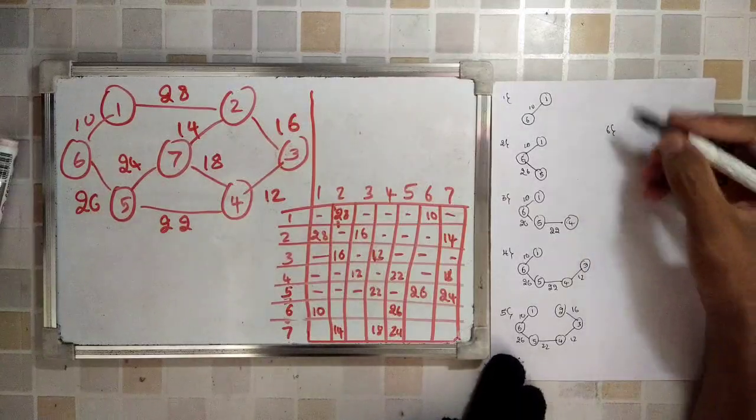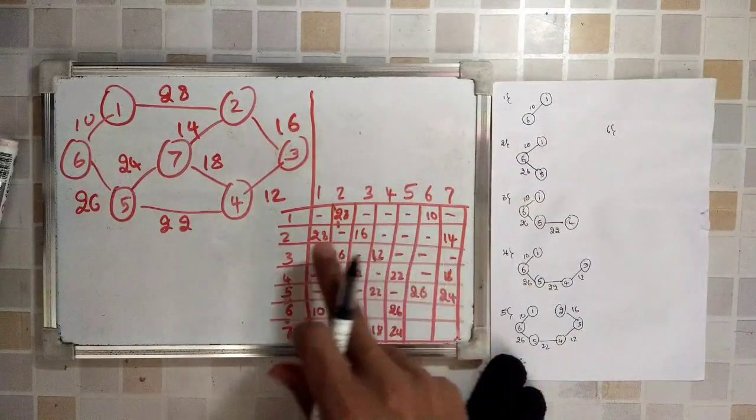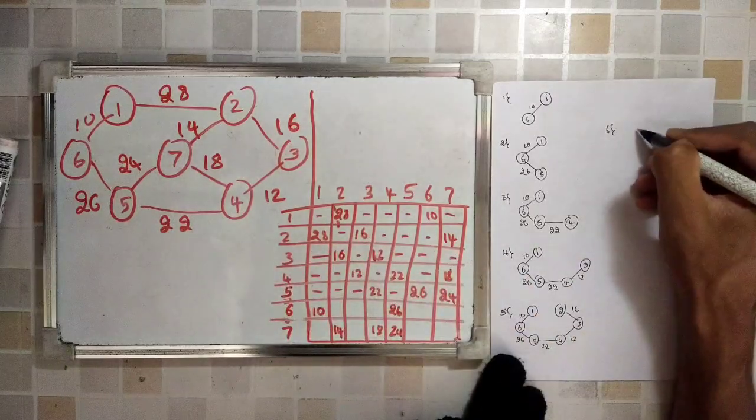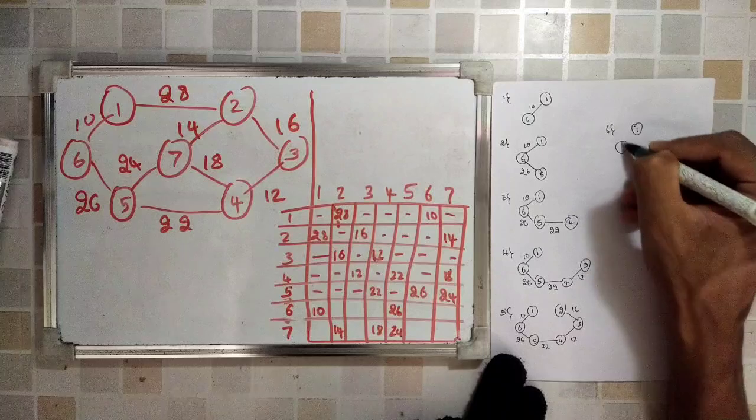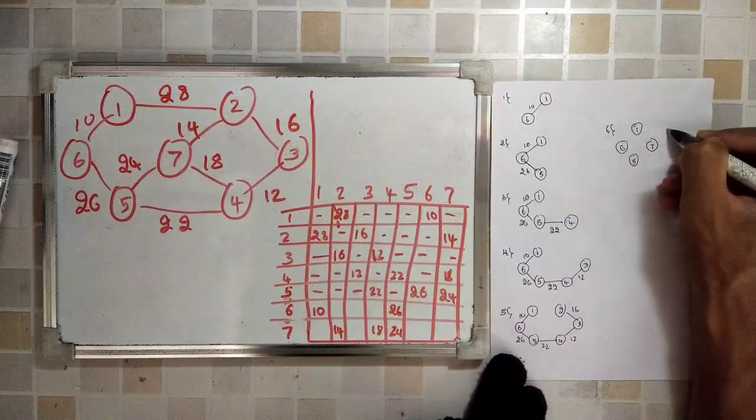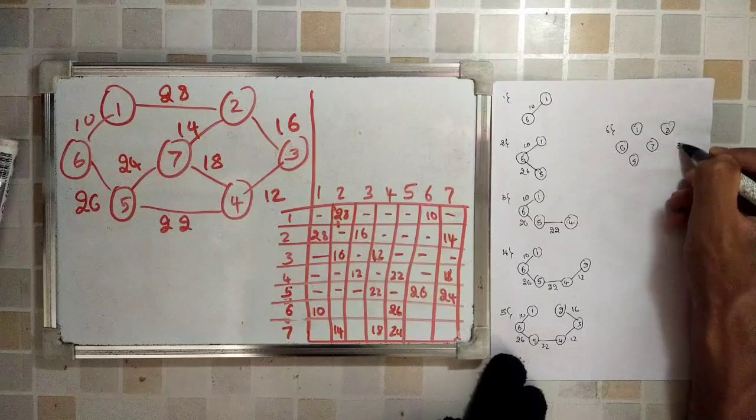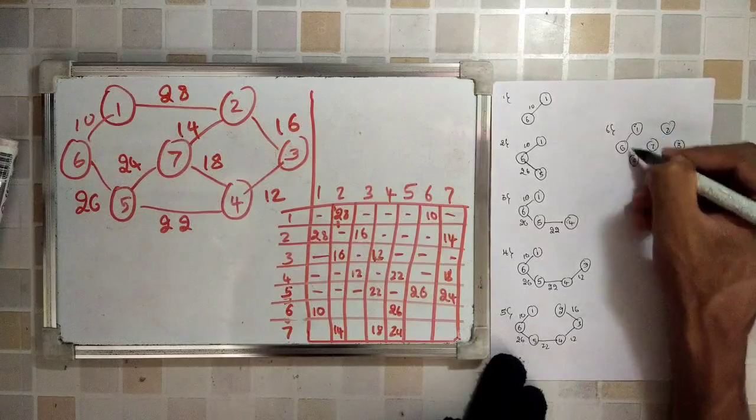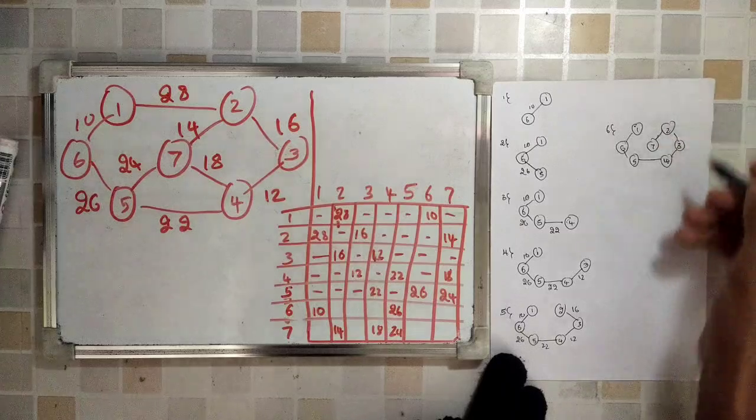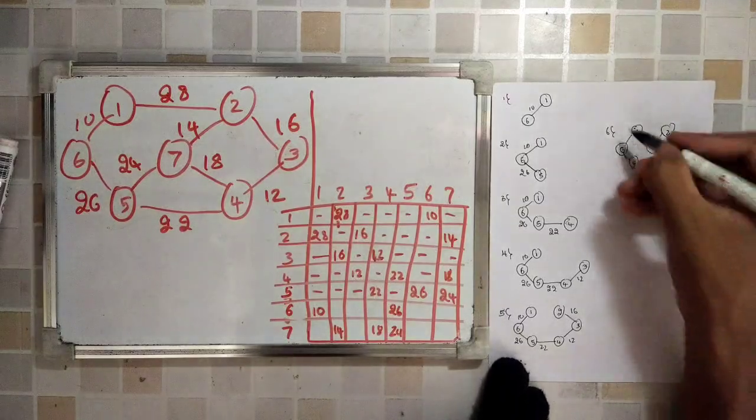Since I went to 2, in 2 I have to check which is the minimum one, excluding 16. So there is 28 and 14. So I will select 14. Then I will get my complete graph over here. So we have to find the minimum cost spanning tree with the help of this technique.